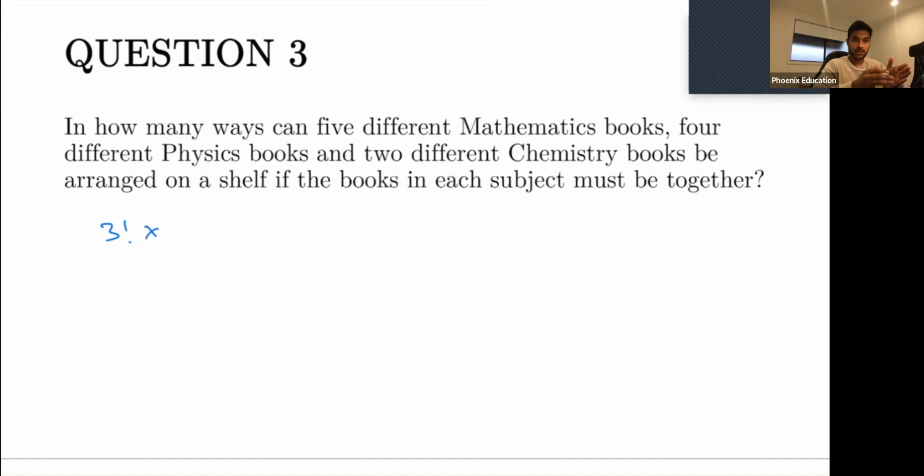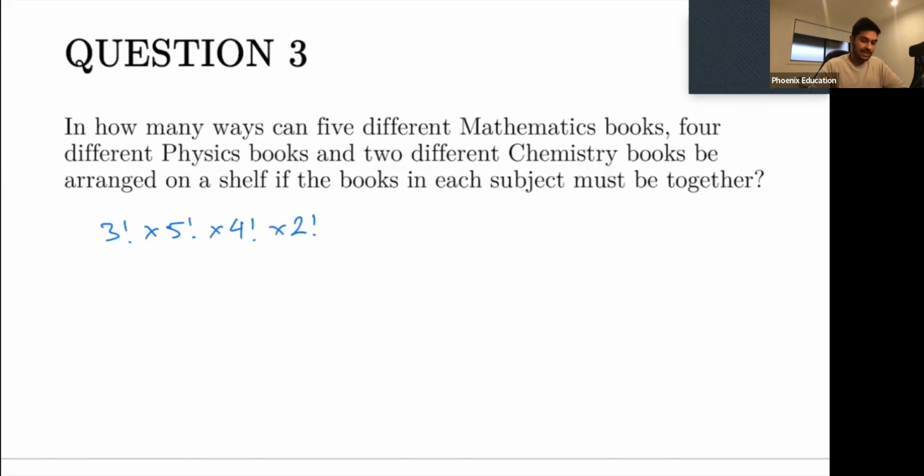And now within the maths books, because they're all together, they can move amongst each other. So that's 5 factorial ways to arrange the maths books. There's 4 physics books, so they can arrange themselves in 4 factorial ways. And there's 2 different chemistry books, so they could arrange themselves in 2 factorial ways.